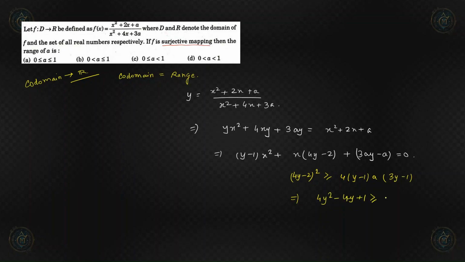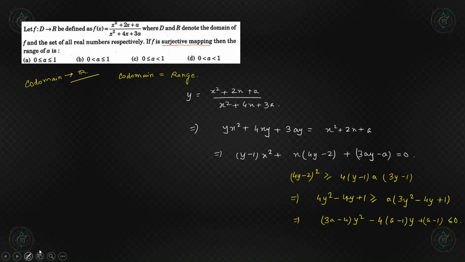It is greater than or equal to, this will be a times (3y square minus then y minus 3y, so minus 4y plus 1), right? So we get from this inequality that (3a minus 4) times y square, then minus 4 times (a minus 1) y, then plus (a minus 1), right? This is negative or equal to 0, right?